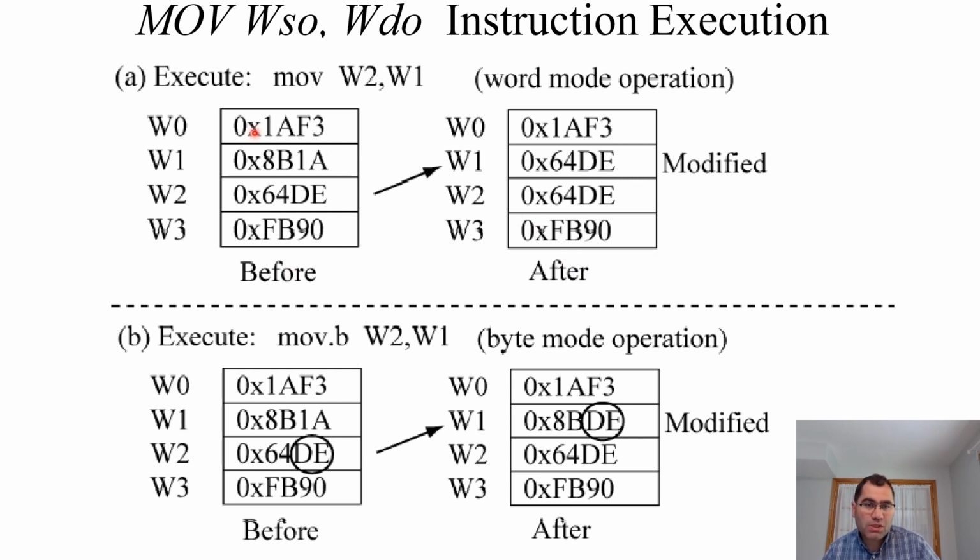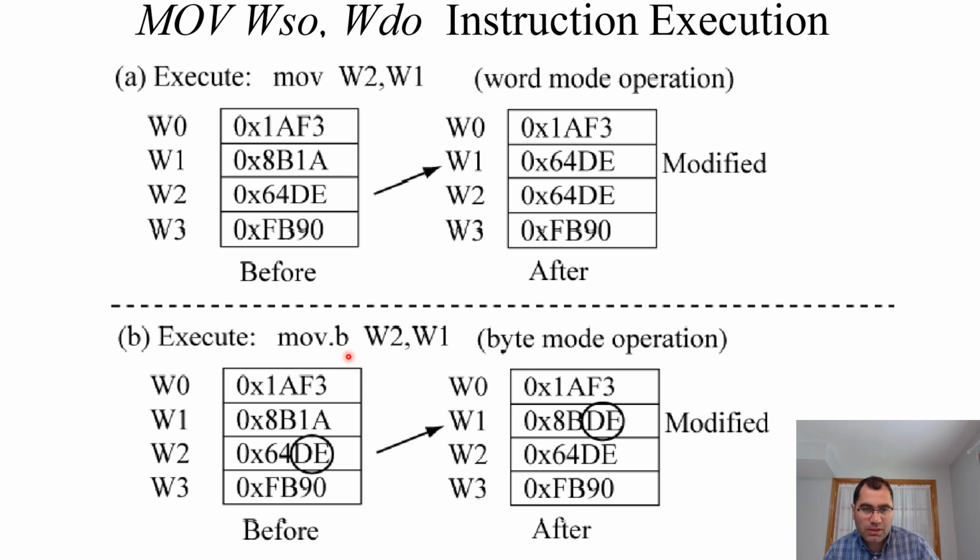This was a word operation, meaning it's 16-bit, right? So the content of W2 was 16-bit, so we copied all of it and put it in W1. Very straightforward. How about a byte operation? In the second example, B, we have move.b, same thing, but this time it says byte operation.